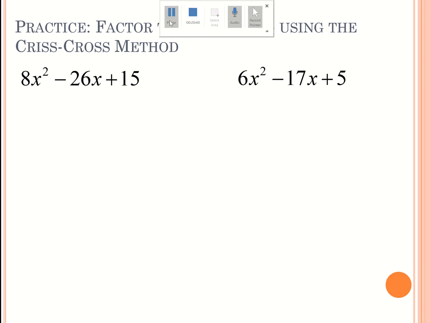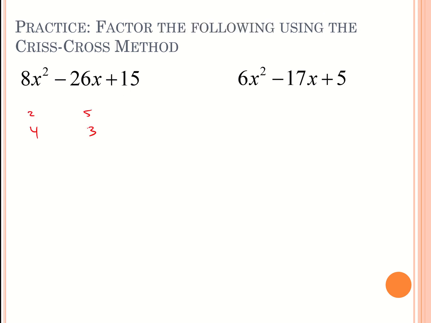Alright, hopefully you had some time to try these two. So I'll do the first one. 8 is like 2 and 4. 15 is like 5 and 3. Since the middle term is negative, these two terms should also be negative. You can see how quickly that works: this is 20, this is 6, so that gives you negative 26, which is what you want.